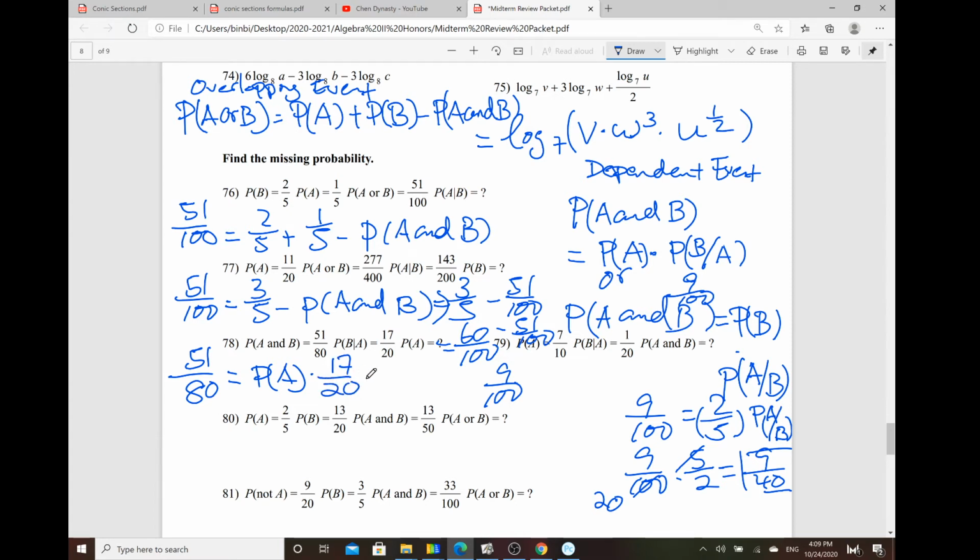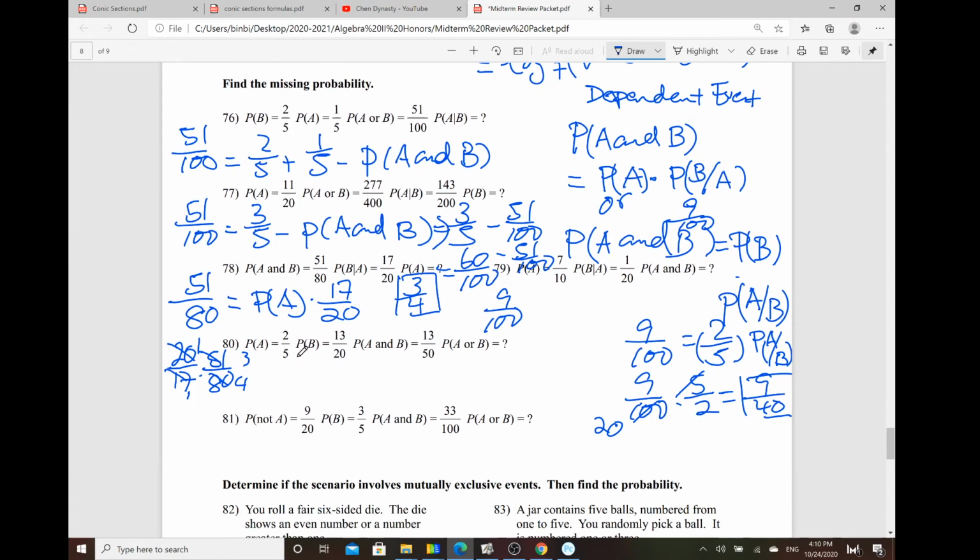So set up the equation. And then basically this one just multiplied by 20 over 17 on both sides. So 20 over 17 on both sides. Cross cancel. So it's 3, 4 for 78.